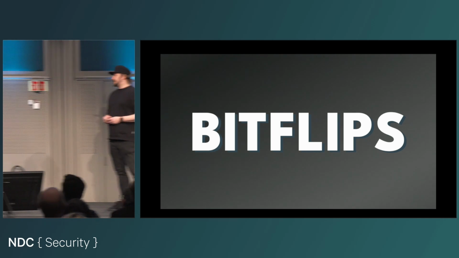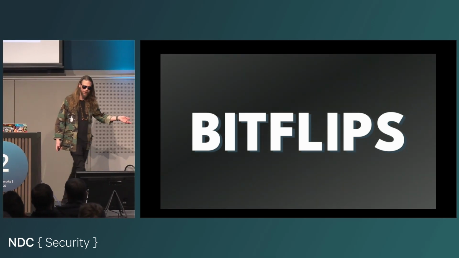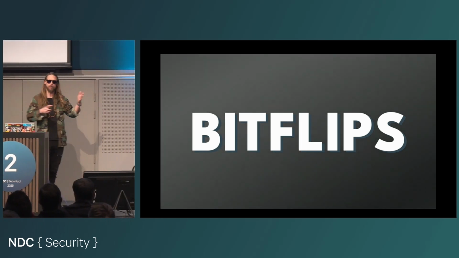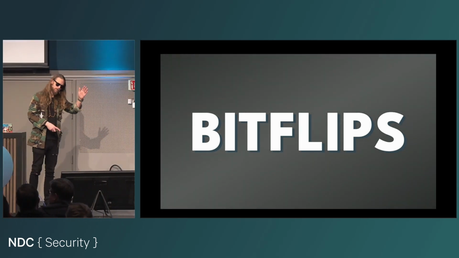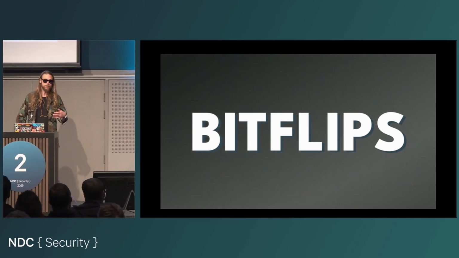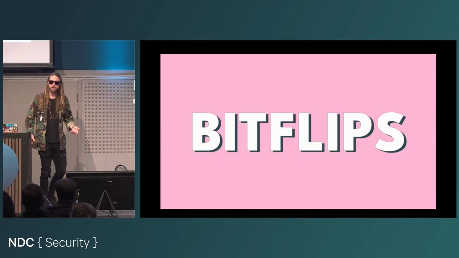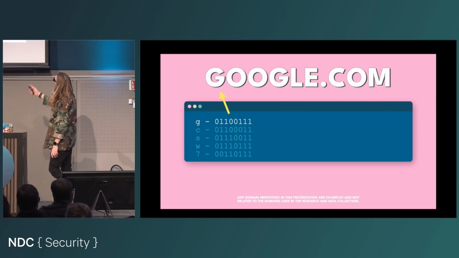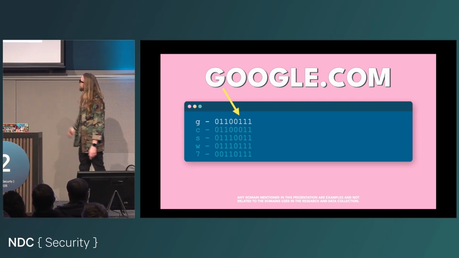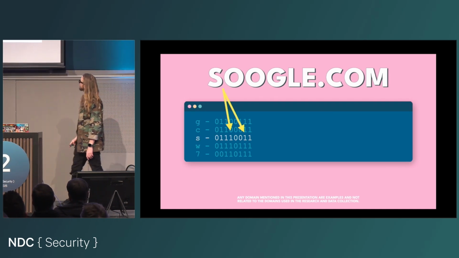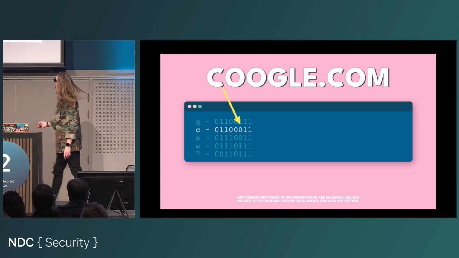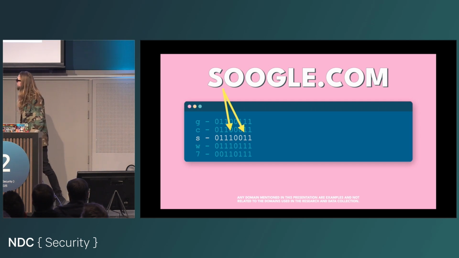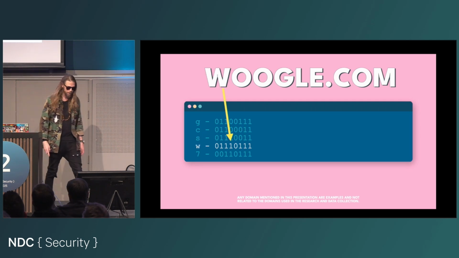Right, but that's not why we're here at all, because we're going to talk about bitflips. And the really cool thing with a bitflip is that all it takes is one single 1 to turn into 0, or 0 to turn into 1, to change everything. Because if you take a domain like google.com and flip one character's bit from 1 to 0, it turns into a different domain. Or if you change two bits, it's another one. And if you change both again from 1s to 0s, it's yet another one.